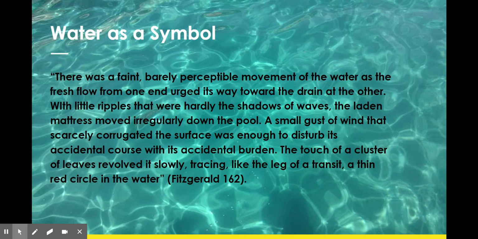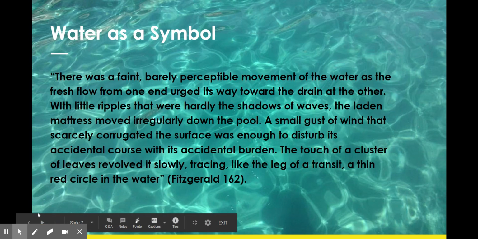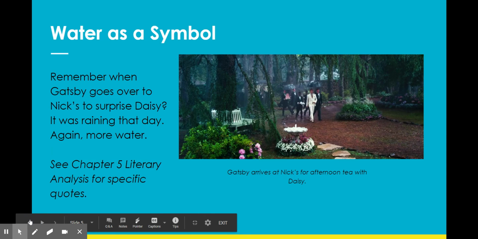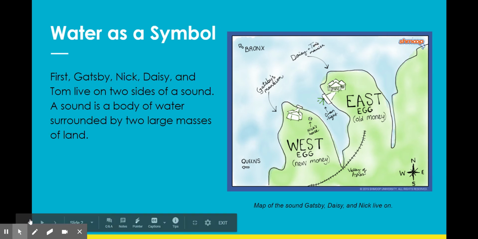So where does Gatsby end up at the end of the novel? He ends up in his pool dead, right? He's submerged in this water. So we've seen water, this recurring symbol, this recurring motif coming up again and again and again. And what we want to think about is what is happening in Gatsby's life as water is around, right?